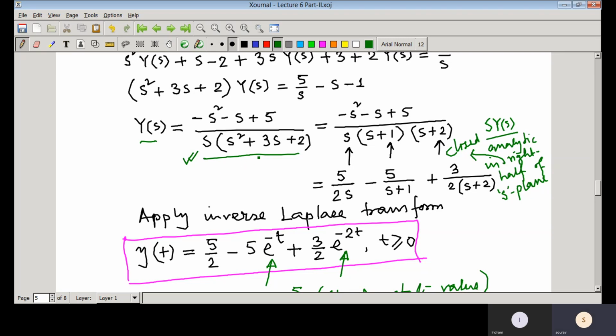So here you can see that if you take sY(s), this s would be cancelled out, and basically you have two poles. One pole is at -1, another pole is at -2. As it does not have any pole on the right half of that S-plane and no pole on the imaginary axis, sY(s) is analytic in the closed right half of that S-plane. So you can apply the final value theorem on that particular function.